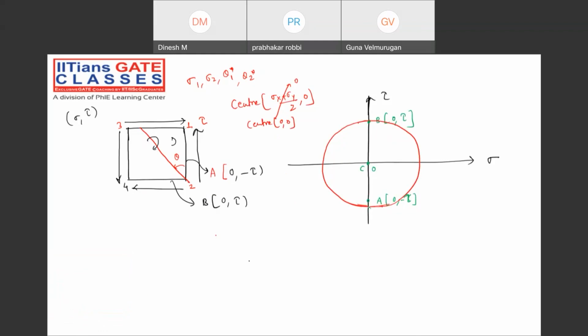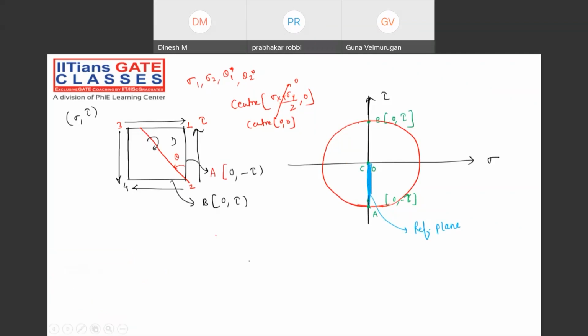What will be my reference plane? CA will be my reference plane. Let me show that. CA will be my reference plane, which means all the angles will be measured with respect to that particular reference plane. Right? Now, coming to sigma 1 value.